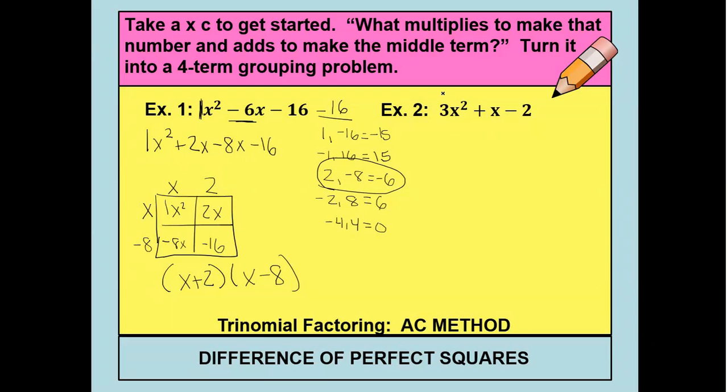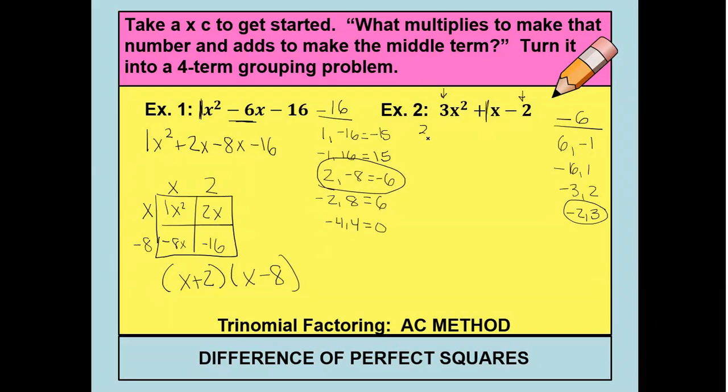Let's do the same thing here. So I got to go a times c. So 3 times negative 2. Well, that's negative 6. So now let's think here. Numbers that make that. Negative 6 and positive 1. Negative 3 and a positive 2. Negative 2 and a positive 3. One of those has to give me a positive 1x. Right here. Negative 2 and 3, right? Negative 2 plus 3, that's a positive 1.